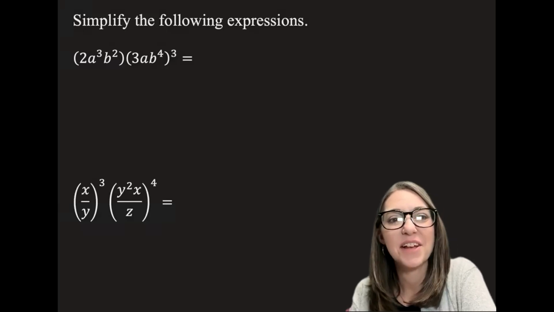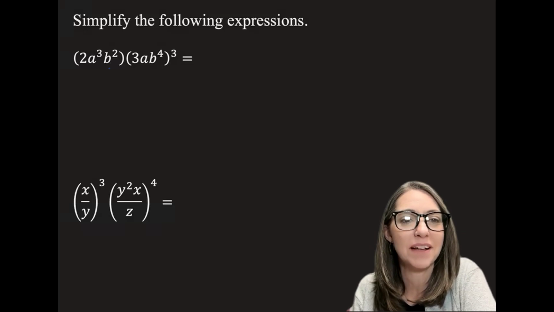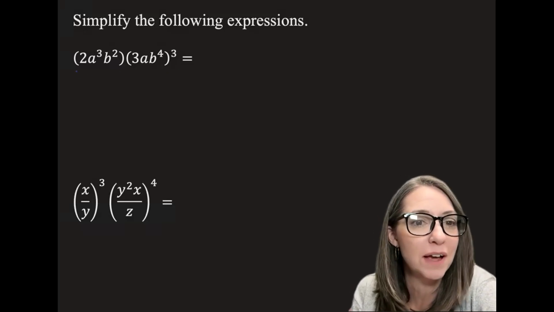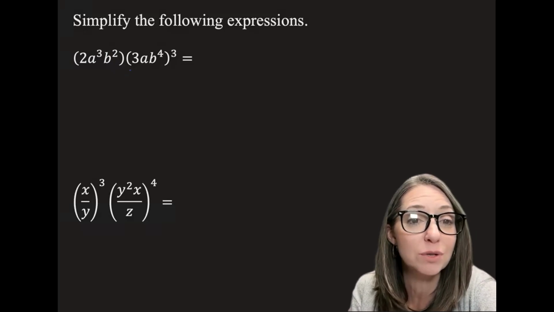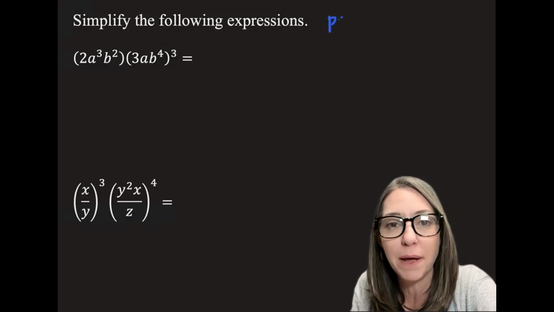Hey, in this video, we're going to simplify these expressions which involve exponents. So in this first example, we're going to multiply these two expressions. We have 2a cubed b squared all times 3a b to the fourth all cubed. So we are going to follow PEMDAS for this.